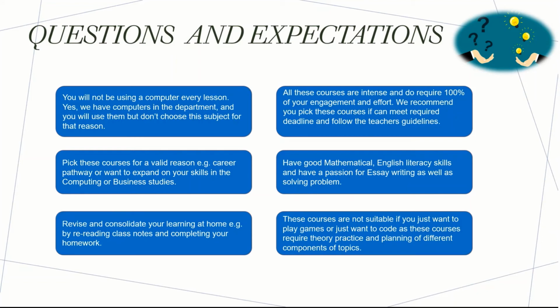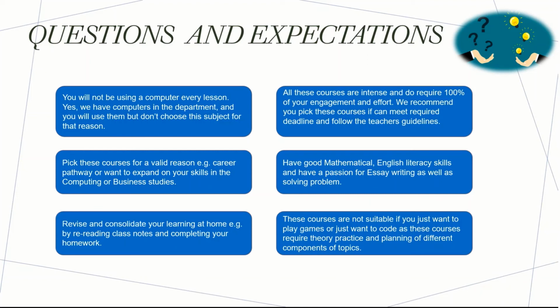Third bullet point, pick these courses for a variety of reasons. For example, if you are going to be picking this for a career or want to expand on your skills, then please make sure you pick it. However, if you have no keen interest or career in mind, then we suggest not to. Bullet point 4, have good mathematical and English literacy skills and have a passion for essay writing. Mainly mathematical if you're doing computing, which will require you to do a lot of mathematical binary and logic gate calculations. We also say that you should have a keen interest in English literacy and essay writing, because a lot of the courses that we offer require you to be writing reports and doing a lot of presentations and essay writing as well.